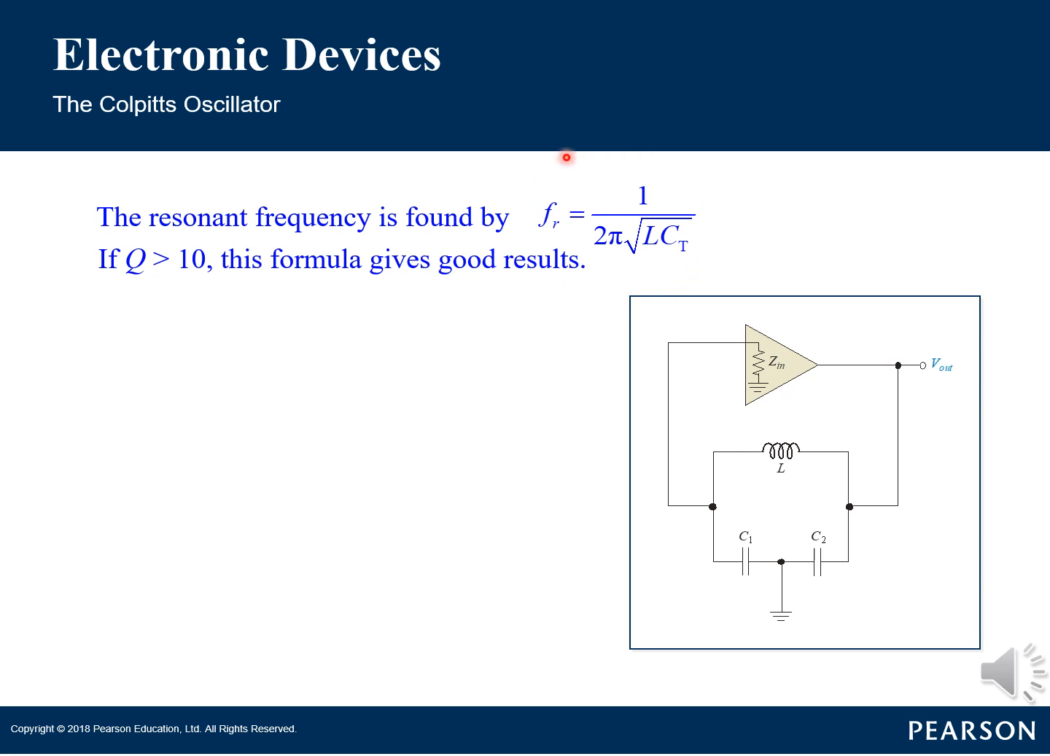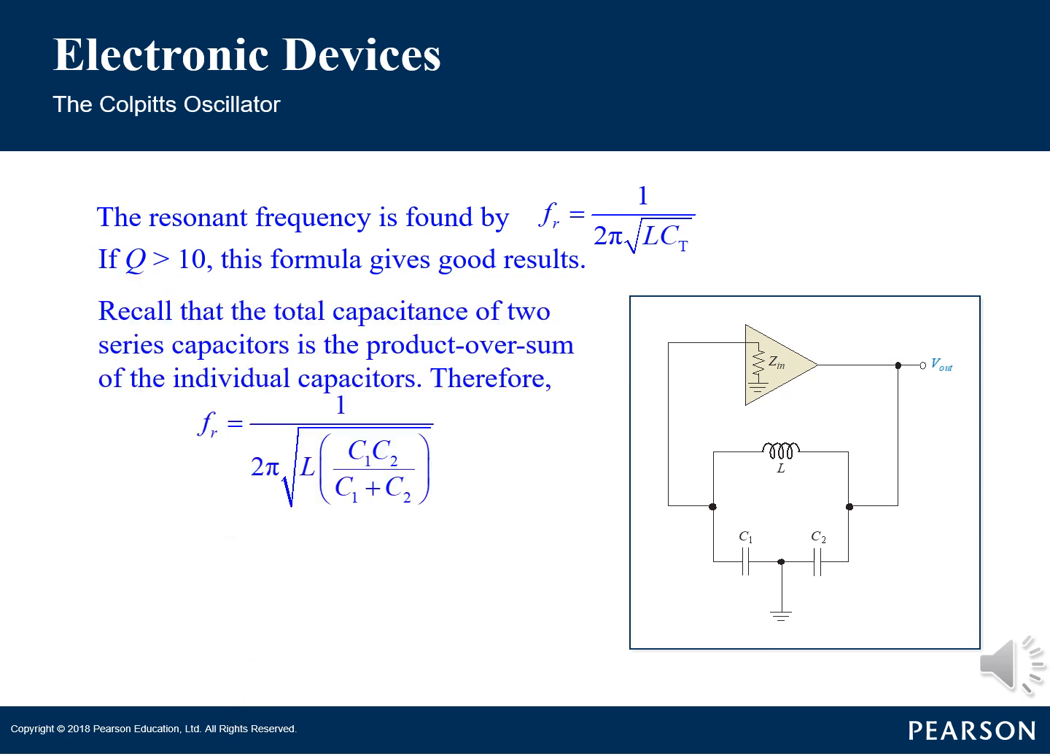square root of L C_T. As indicated in the figure, the input impedance, Zin, of the amplifier acts as a load on the resonant feedback circuit and reduces the Q of the circuit, thus lowering the resonant frequency. As a rule of thumb, for a Q or quality factor greater than 10, this formula will give good results. Recall that C_T, the total capacitance of two series capacitors, is the product over sum of the individual capacitors. Therefore, f_R will be like this.